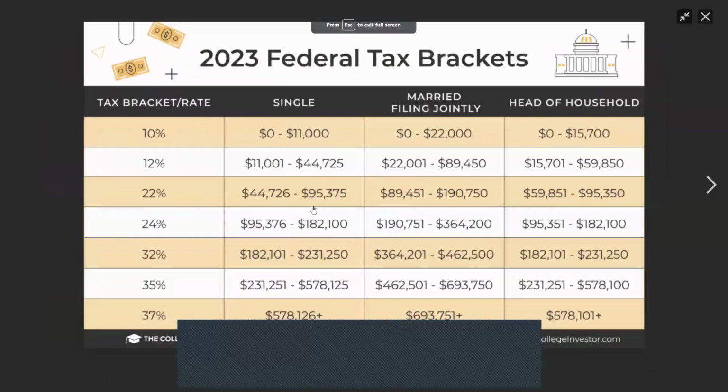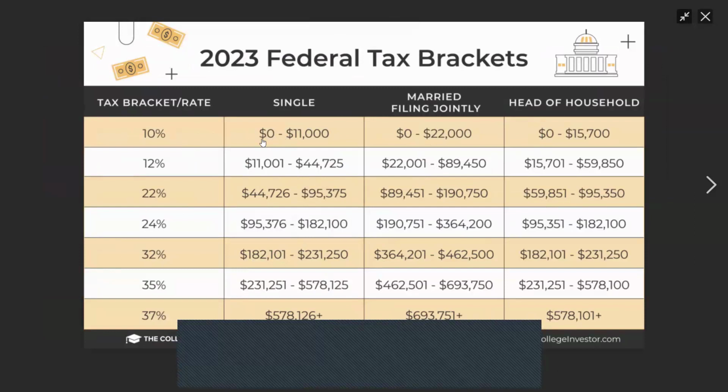So we have single, we have married filing jointly, and we have head of household. As we know, there are 5 different filing statuses, but just for purposes of you gaining a better understanding, let's say that we're dealing with a single individual and their income is $40,000 even. The taxable income is $40,000.